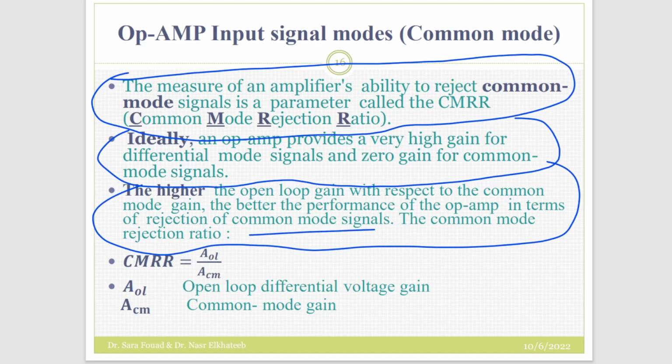So this actually means that the open loop gain with respect to the common mode gain, or the noise gain, the better the performance of the operational amplifier in terms of rejection of the common mode signals or rejection of the noise. This is called the common mode rejection ratio, CMRR, and this is the ratio that we have explained.